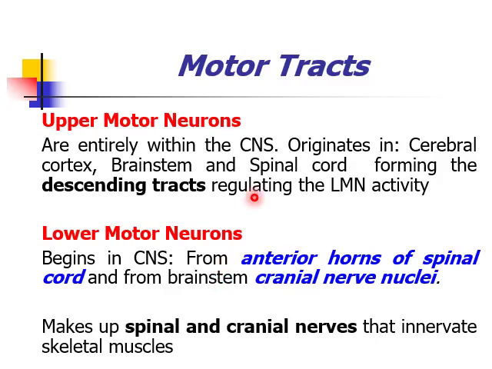So a motor tract is formed of two neurons. One neuron is within the central nervous system, starting from the cortical areas or anywhere beneath it within the central nervous system, and it regulates the lower motor neuron. Its cell body is present in the anterior horn cell of the spinal cord or a cranial nerve nuclei, while its action is part of a spinal or a cranial nerve that innervates skeletal muscles.